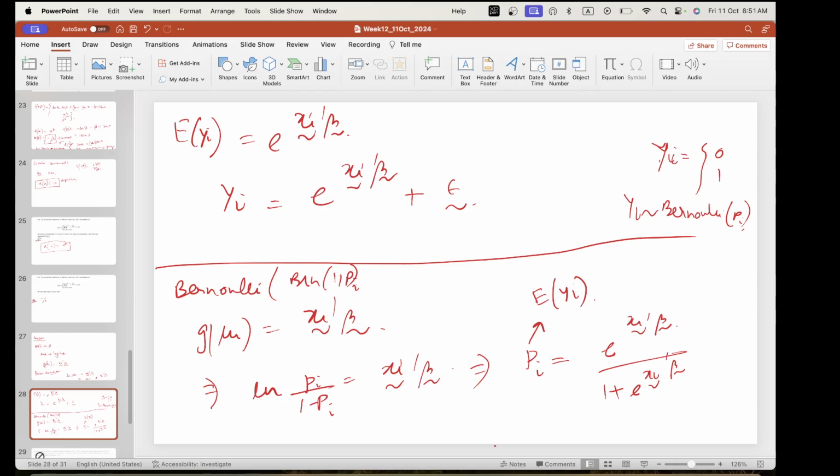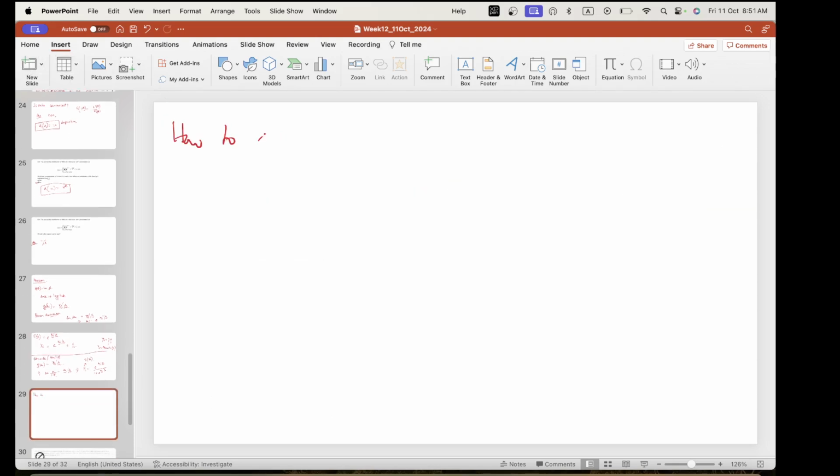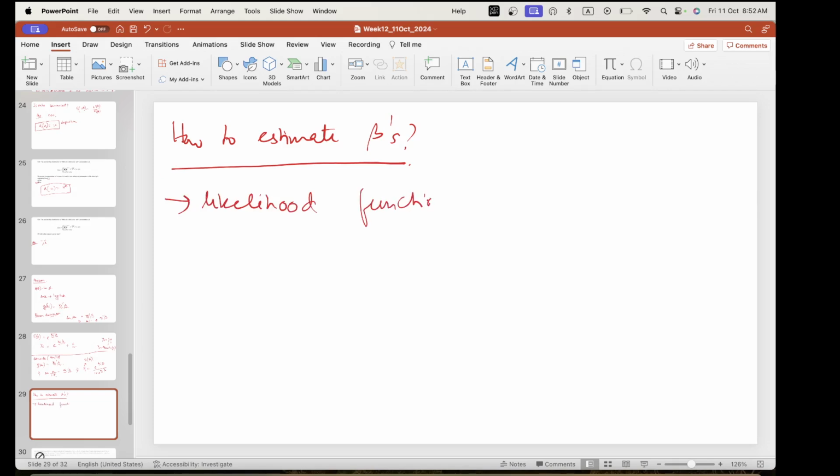Alright, fine. Now that we have learned about natural parameters and the canonical forms, the next thing that we try to do is how to estimate betas. Okay, so how is it done? It is done with the help of the likelihood function. So what do we use? We use the method of MLE, or maximum likelihood estimation.